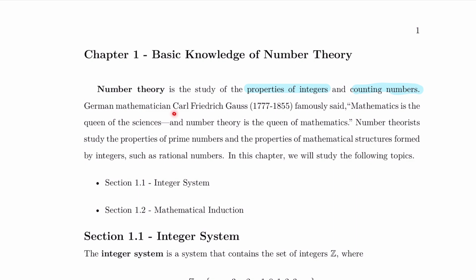And Carl Friedrich Gauss said mathematics is the queen of science and number theory is the queen of mathematics. Okay, this is one of the most famous quotes from mathematicians, especially in number theory. Number theorists, what do they study? They study prime numbers and mathematical structures formed by integers, such as rational numbers.